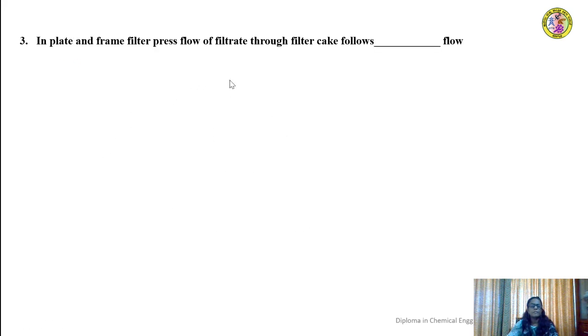In the plate and frame filter press, flow of filtrate through filter cake follows plug flow, turbulent flow, laminar flow, none of these. Okay, so the flow of filtrate through the filter cake is taking place by laminar flow.